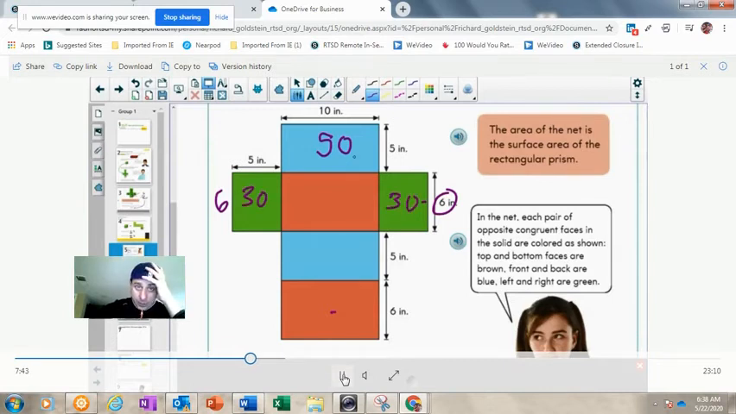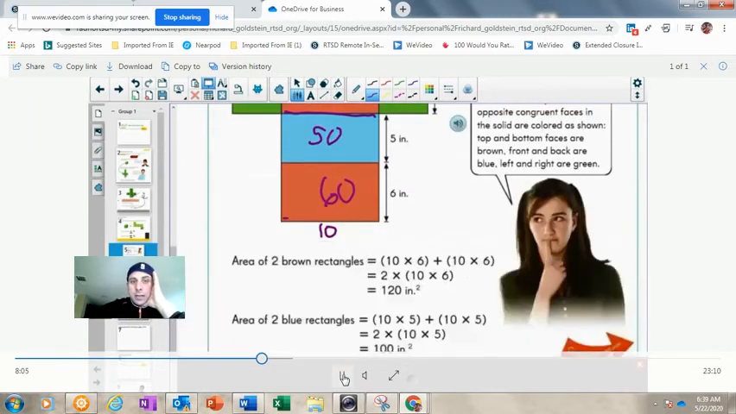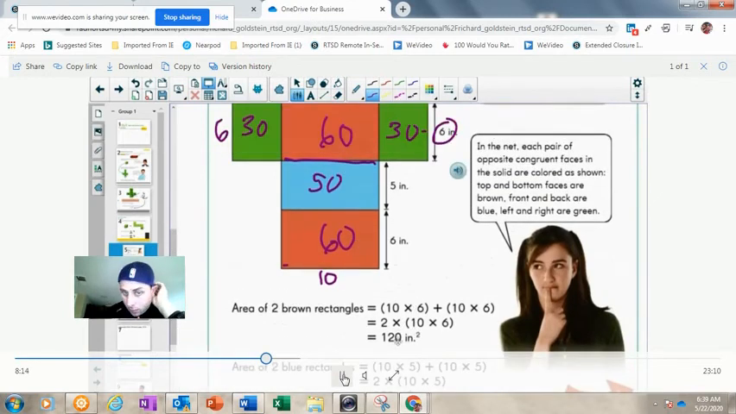So the first blue figure is 5 times 10, which is 50. The green area, the height of the rectangular prism, is 5 times 6, right? The base times the height. So the width of the base was 6 times 5 is 30. And then the center area would be 6 times 10. Your base times your height. 6 times 10 is 60. So all of these are in square inches.